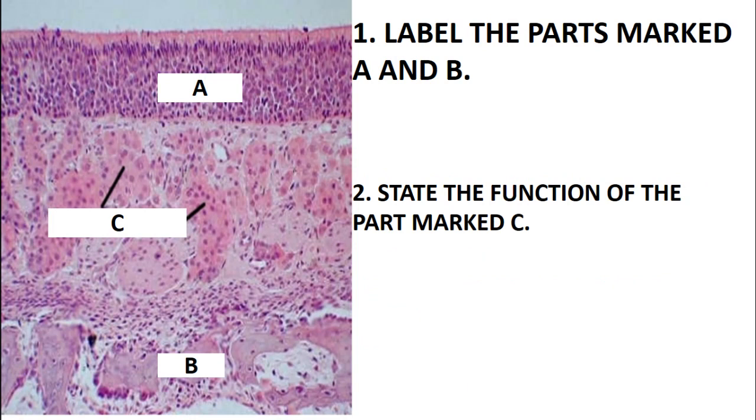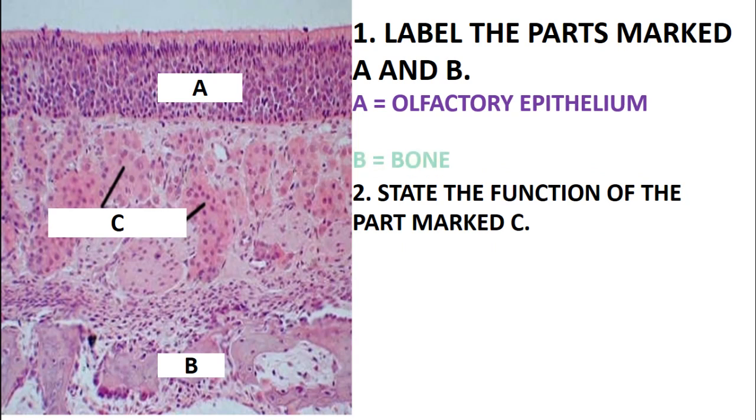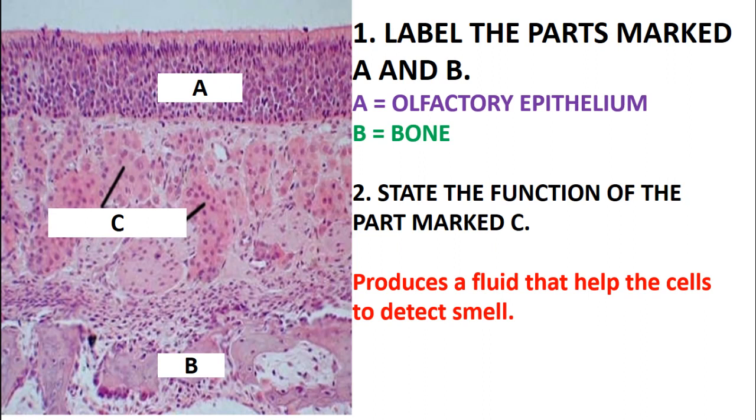Label the part marked A and B. So A is an epithelium without the goblet cells, and this epithelium is the olfactory epithelium. Then B is the bone, and then C is the Bowman's glands. Their function is to produce the fluid that helps the cells to detect the smell. So the Bowman's glands are important glands that are found in the nasal region.